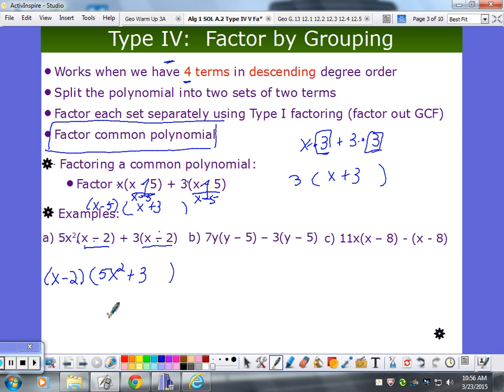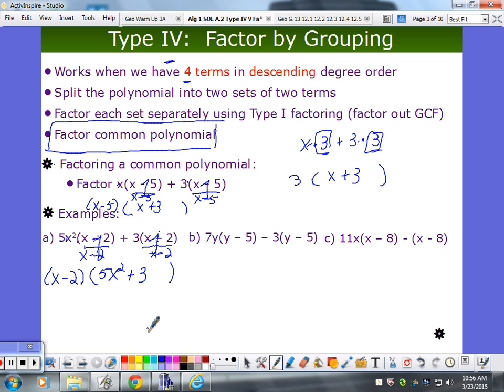Yes. Because what you're doing when you're factoring out is you're dividing through by that thing. Right? Same thing over same thing. That's a 1. That's a 1. This is what's left. 5x squared plus 3. Who kind of sees that? Who has a question?